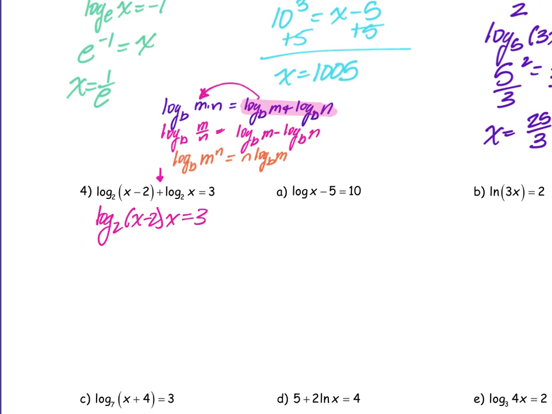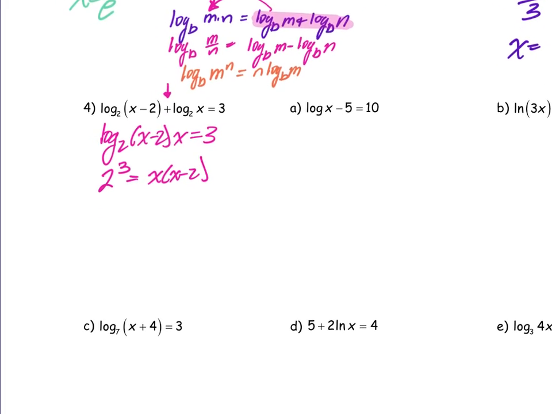So now I can rewrite it as an exponent because I only have one log. Remember, I can't rewrite it as an exponential function until I only have one log, which I have now. So now I can say 2 to the third power equals x times x minus 2. So now I have to solve this. So it looks like it's going to be exponential here.